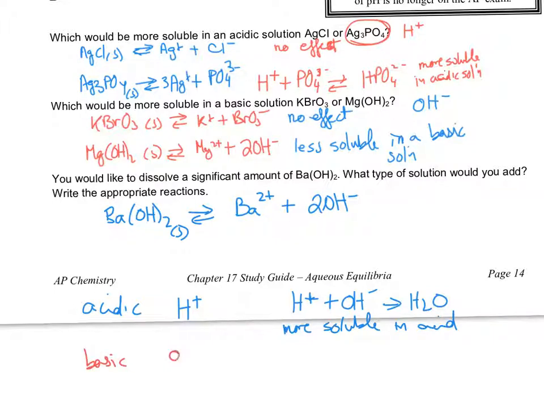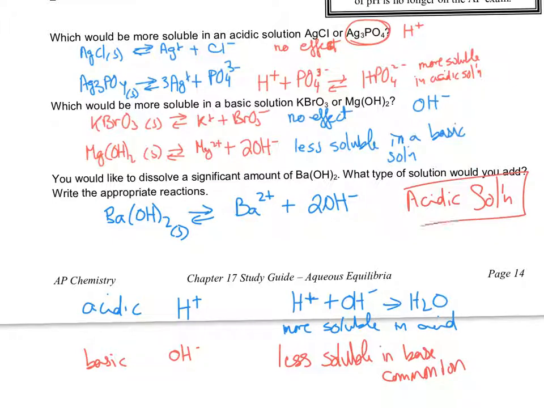How about if I have a basic solution? That means I have a bunch of hydroxide ions. Well, let's look. So hydroxide here, how about my ions? Oop, I have a common ion there. So if I have a bunch of hydroxide ions, it would shift to the left to make more of the solid, make it less soluble. And so this is less soluble in a base because of the common ion effect. And so to answer this question, I would rather dissolve it in an acidic solution. That would give me the best results. It would make it the most soluble.